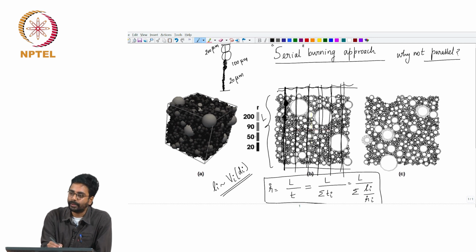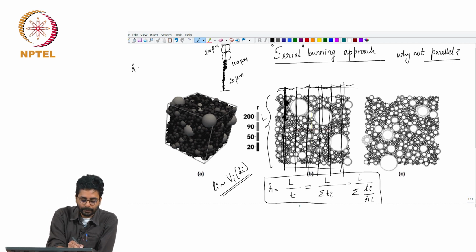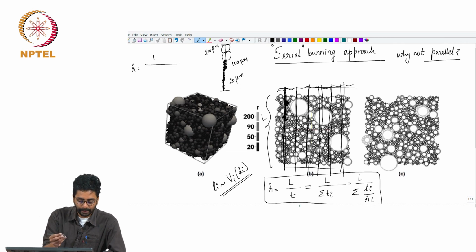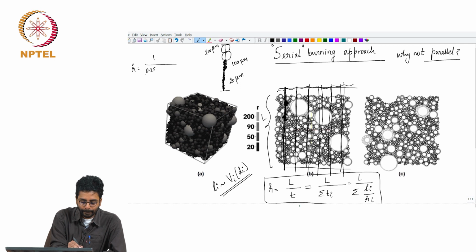by 20 microns. So, the burn rate for this propellant would be the length of the line, which is arbitrarily taken to be 1, you can scale so that the number of particles are appropriately scaled, divided by the sum of the time. The sum of the time in this case will be 0.25 divided by r dot of the 200 micron particle plus 0.25 divided by r dot of the 100 micron particle plus 0.5 divided by r dot of the 20 micron.